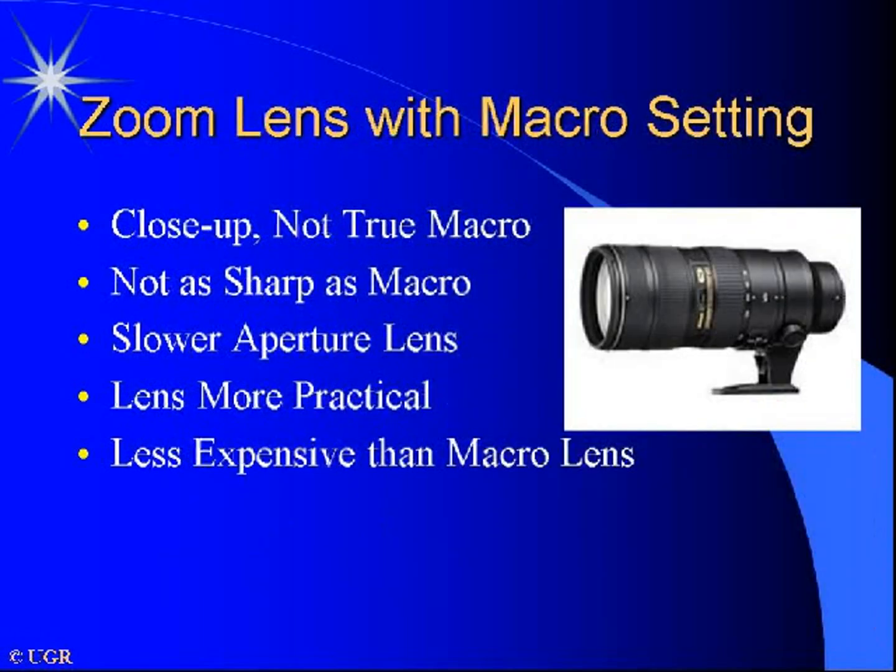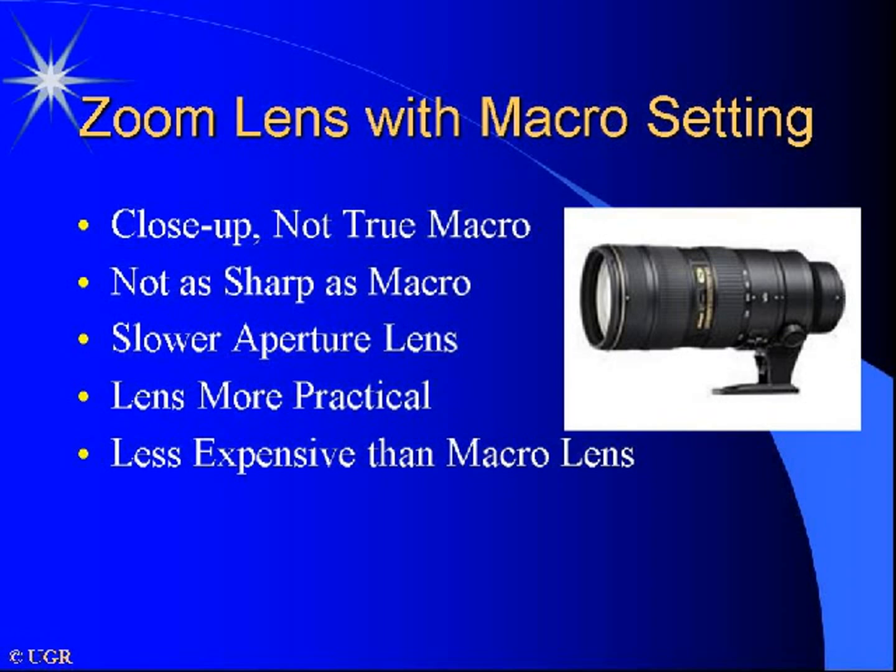Alright, let's go on to the next one, which is zoom lens. And a lot of zoom lenses today come with something called macro settings. They're really not macro settings, they're more close-up settings, but they work just as well. Because a zoom lens is not as sharp as a single focal length lens, the sharpness is a little less, but it's still very good quality.